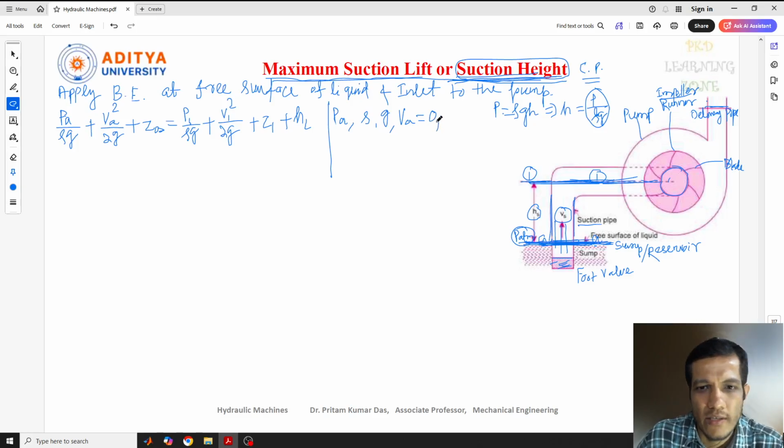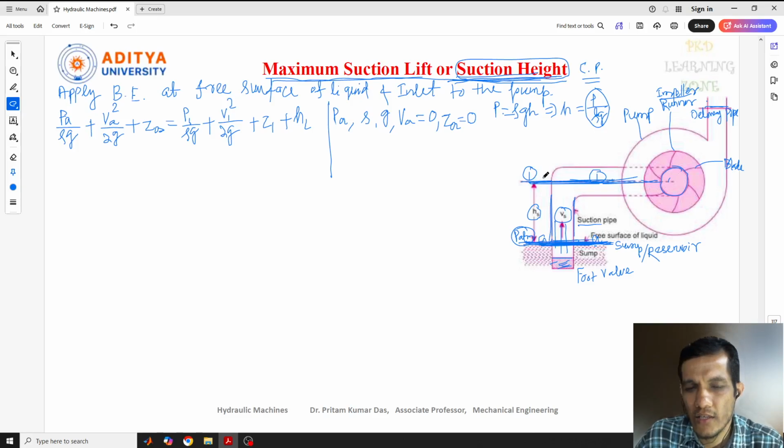And the next one is ZA. ZA means at this datum surface or at the free surface, how much head is there? That is the starting point, so there is no value of distance. That is Z equal to 0. So that is the height. And next one is the second part.